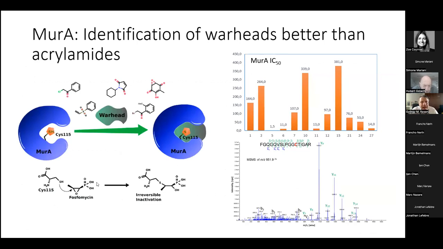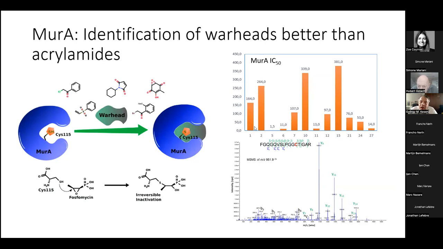So in the case of MurA, we screened the small mapping library and identified warheads that are typically better than the acrylamides. Here you can see these columns indicating the MurA IC50 values measured after the incubation of different fragments from the mapping library.